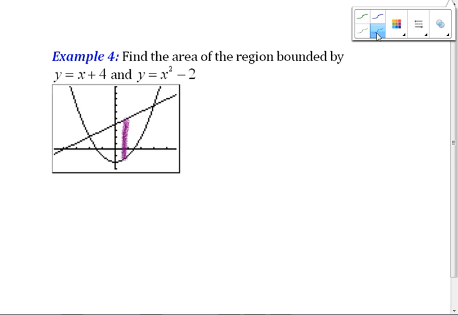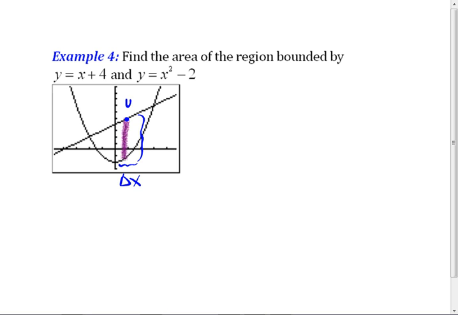Then what's the base here? Delta what? X. How do you find this height? What do you do with these 2 y values? What'd you say? Yeah. So the area for 1 is y1 minus y2 times delta x. Is that okay or not? I'm going through this quickly. Then you're going to integrate this.